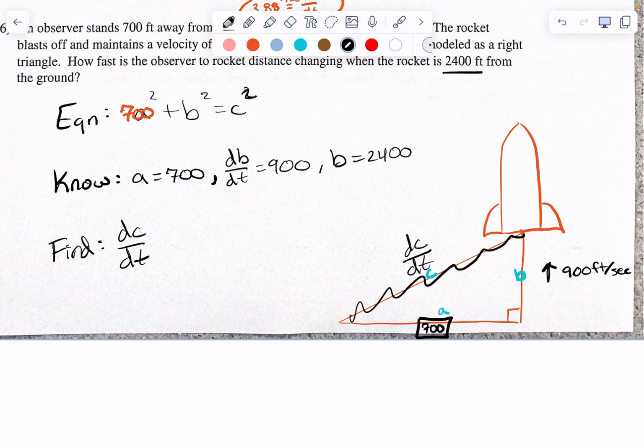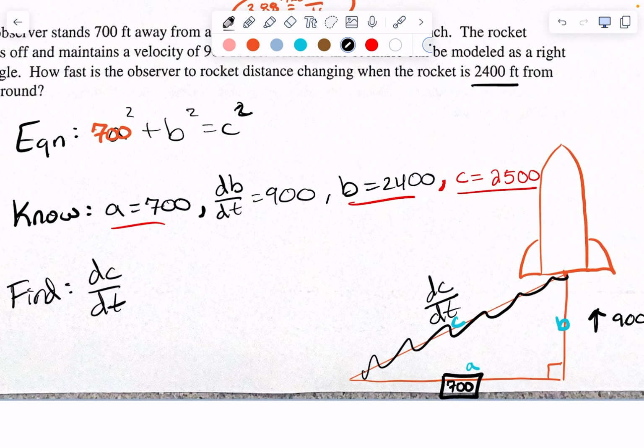What would you like to do now? C is 2,500. Exactly. So he plugged A and B into the Pythagorean theorem and found that C at that instant is 2,500, which we didn't already know, but he just figured it out for us. All right, now let's find the derivative.